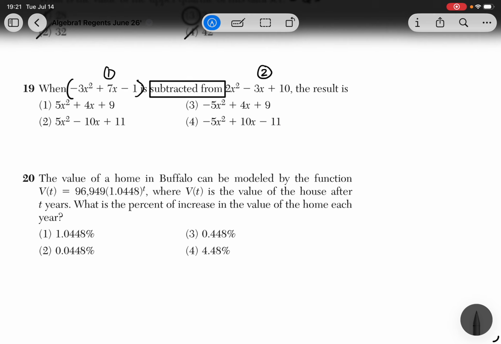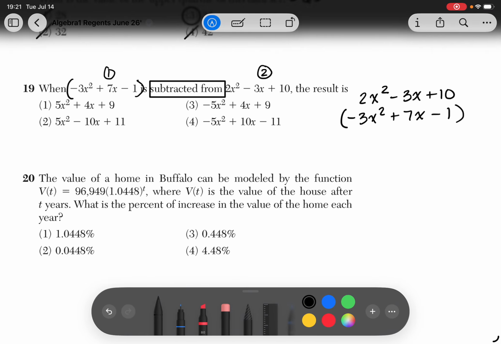So our second expression is going to be on top. So for example, 2x squared minus 3x plus 10. And then our first expression is going to be on the bottom, which would be negative 3x squared plus 7x minus 1. Since we are subtracting, we need to change the signs of everything that's in that bottom expression, expression 1. So if it's positive, it's going to change to negative, and if it's negative, it's going to change to positive. So we're going to go in right now and change those on out. So this will change to plus 3, this will change to negative 7, and this will change to plus 1.